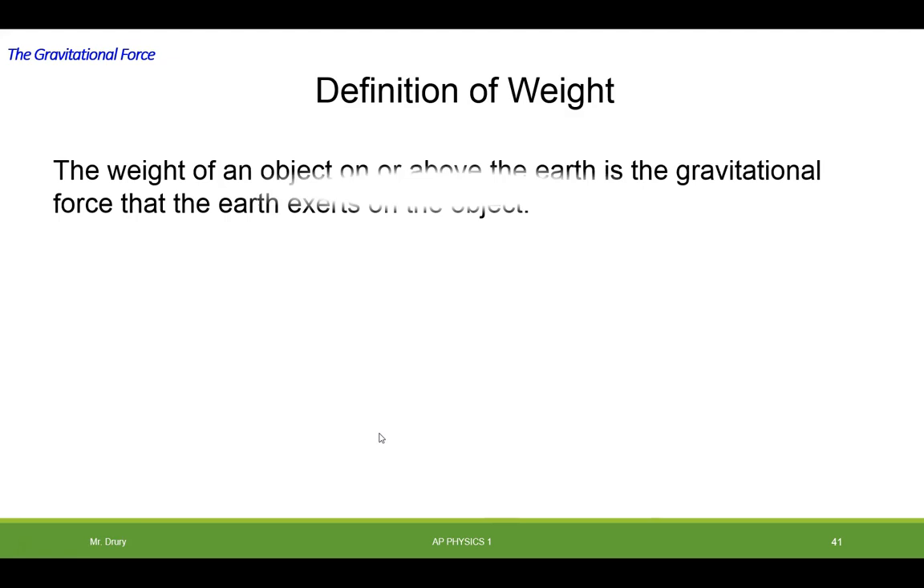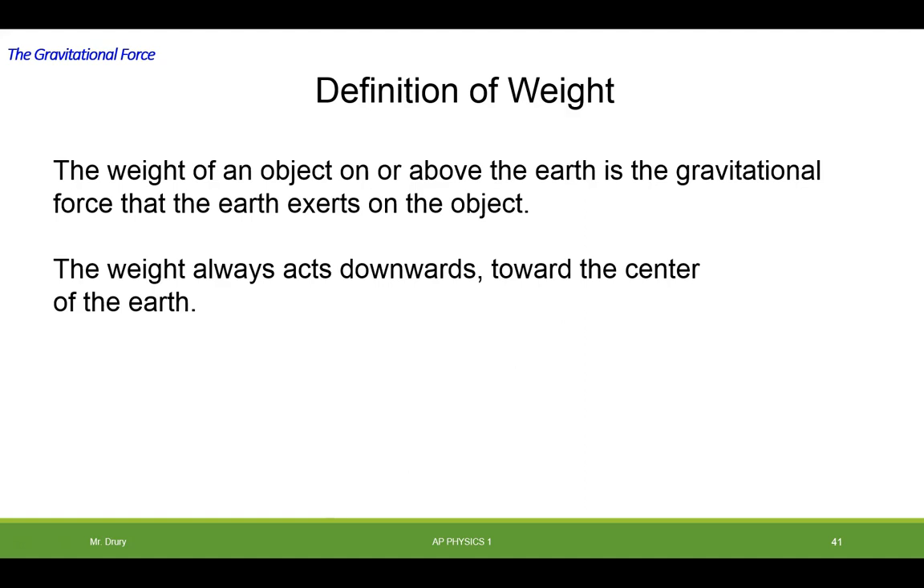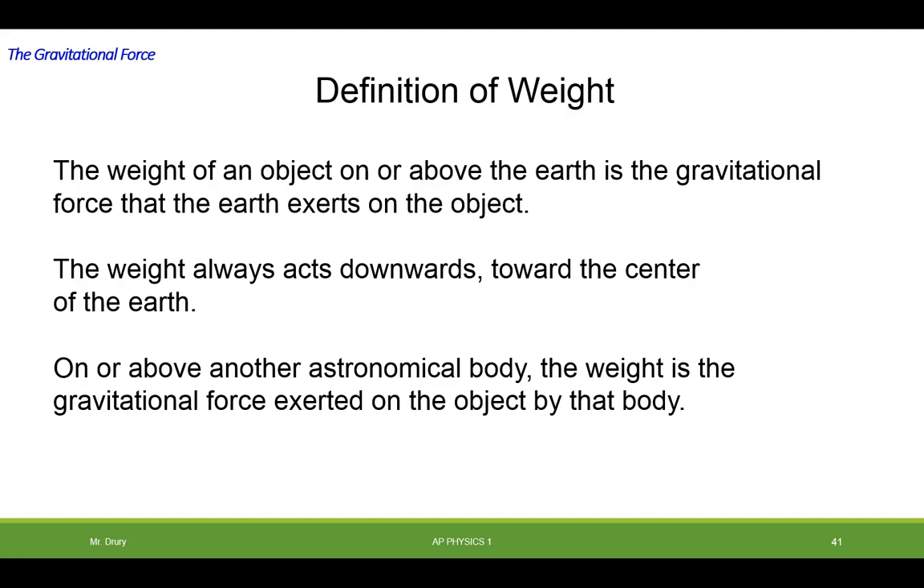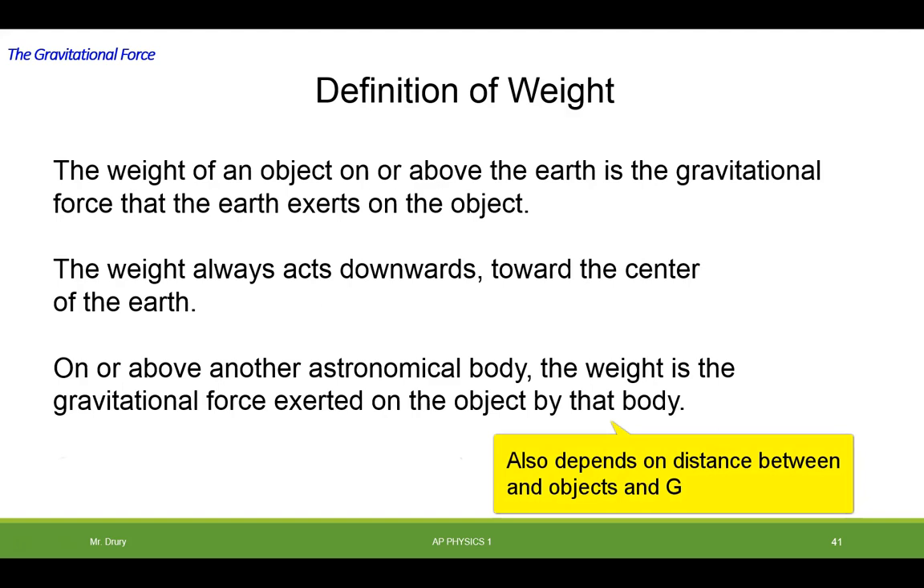Let's get a definition of weight. Weight of an object on or above the Earth is a gravitational force that the Earth exerts on the object. It's actually due to the mass of the Earth and the mass of the object. Weight always acts downwards towards the center of the Earth. We know that, right? And when you're on another planet, the weight is due to the mass of that planet times the mass of the object that you're putting on that planet. And once again, since weight is a force, it will be measured in newtons.